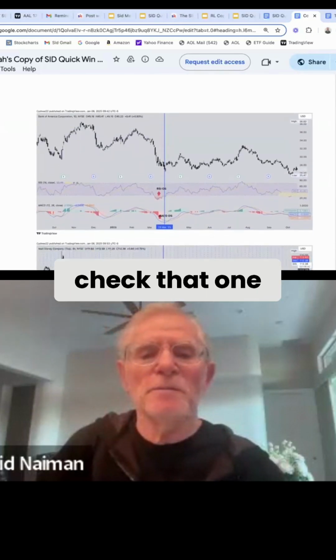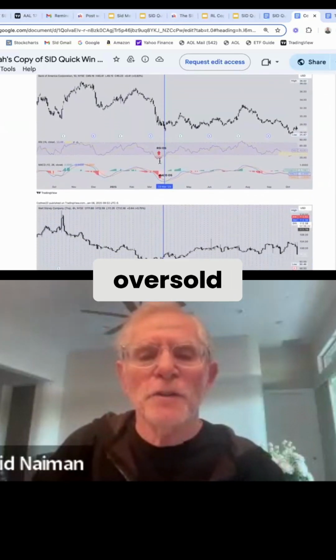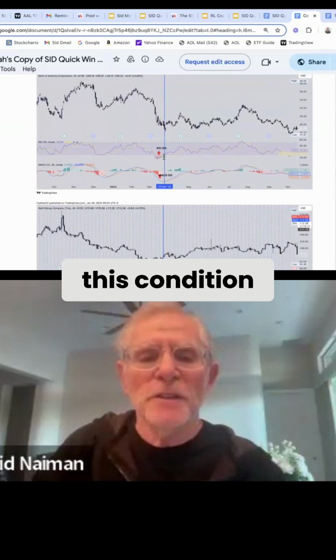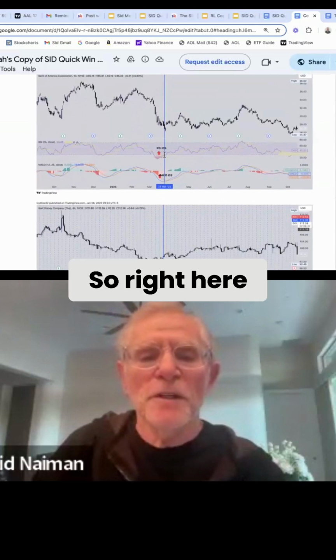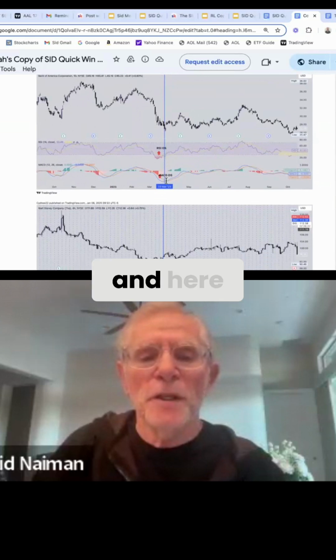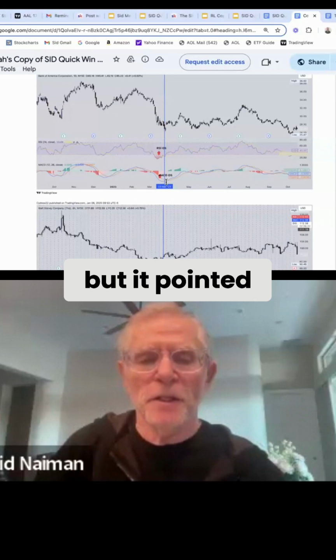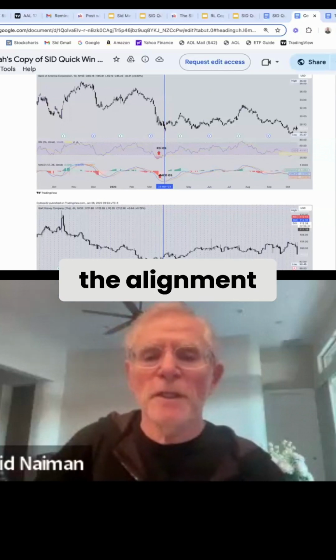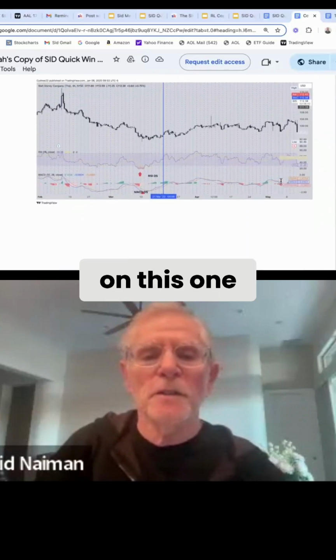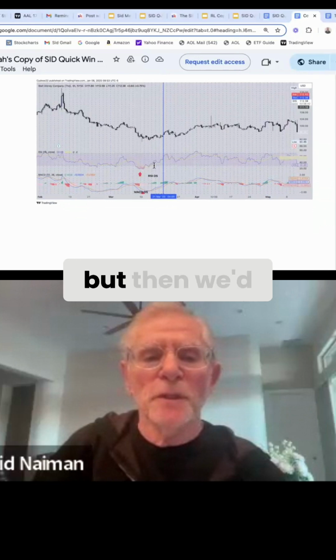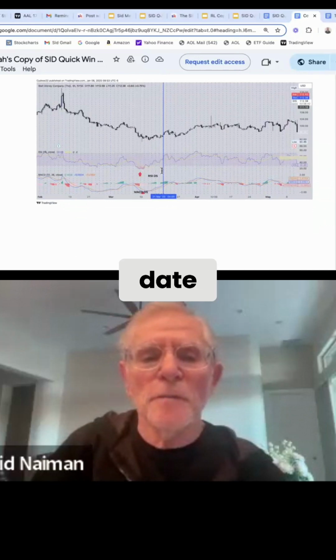Double check that one. This one, we have an oversold, and based on this condition, we're moving up. So right here, we would put an arrow for the RSI moving up, and here for the MACD pointing up. It didn't quite cross yet, but it's pointing up on this one. So we have the alignment on that one. On this one, again, we have the oversold condition, but then we'd look to where the alignment was on this date.